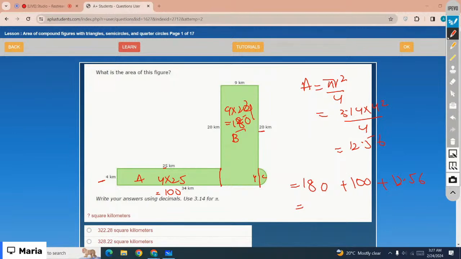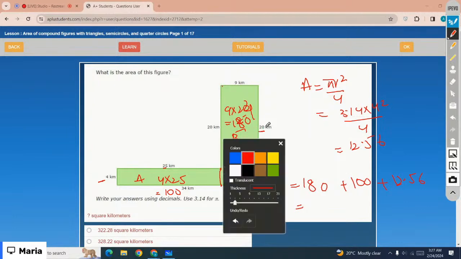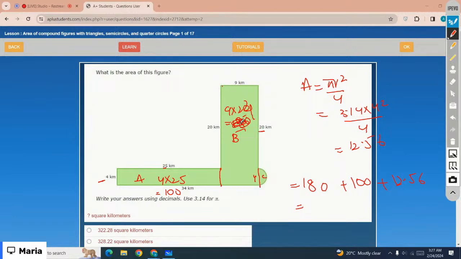So 24 times 9 is 216, because from here to here this is 20, so 20 plus 4 is 24. So this is 216, right? Be careful when you are calculating the length. You can make mistakes like I did. So adding 12.56, the total is 328.56. The correct option is 328.56.